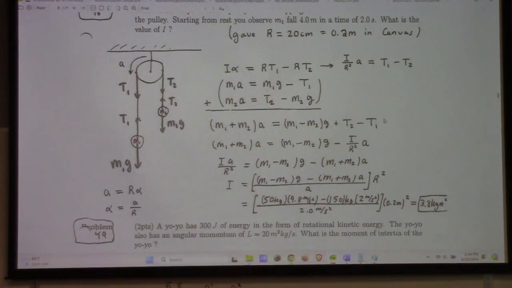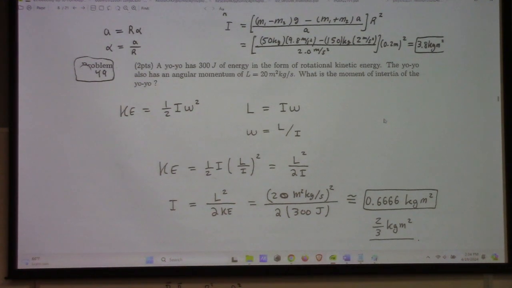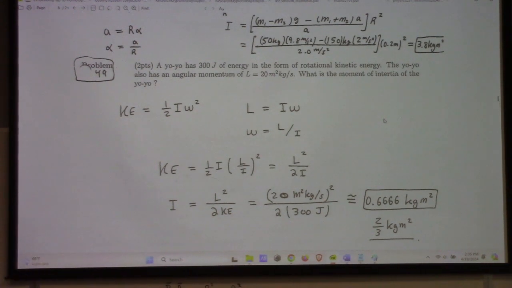This one's nice. The yo-yo has 300 joules of energy in the form of rotational kinetic energy. The yo-yo also has an angular momentum of 20 meters squared kilogram per second. What's the moment of inertia of the yo-yo? So kinetic energy is 1/2 I omega squared. I know the kinetic energy, and what else do I know? I know L, so I can solve for I, and there it is. Not much to say there.